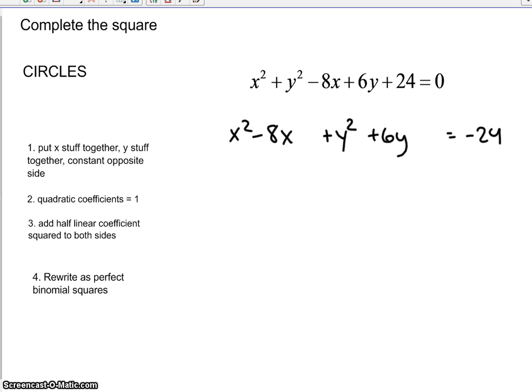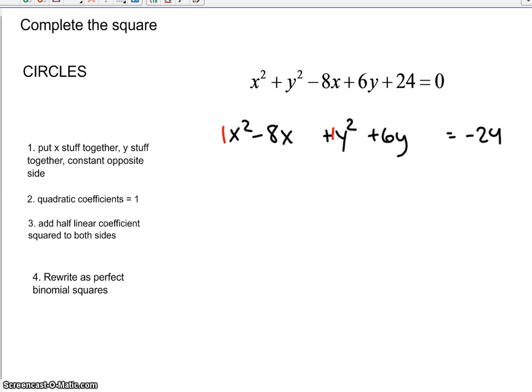All right, so I put my x stuff together, x squared minus 8x, put my y stuff together, y squared plus 6y, and put the constant over on the other side. So it became a negative. Again, pause, do the next step. All right, second step, quadratic coefficients being equal to 1. They already are, so I was able to just skip that step and move on to step 3.